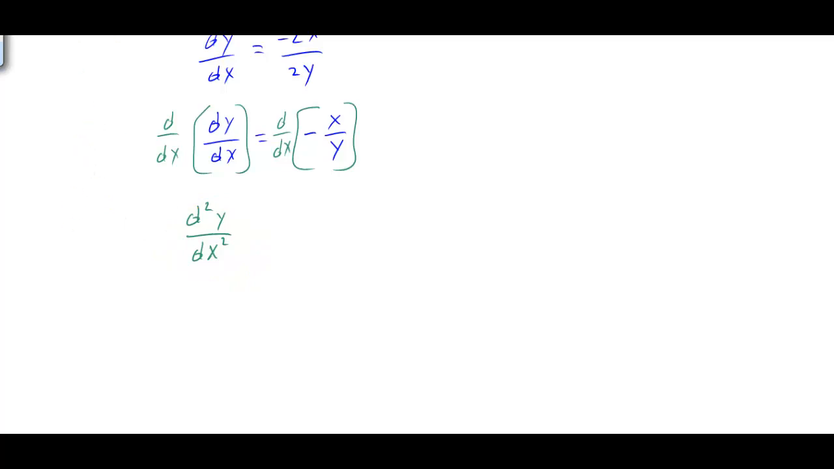All right, so the left side is the second derivative is equal to, now we have this negative x over y, which is going to cause us to use the quotient rule. And to do that, we have this negative sign out front. Just to make things easier, I'm going to go ahead and leave that negative right out front of the entire problem.